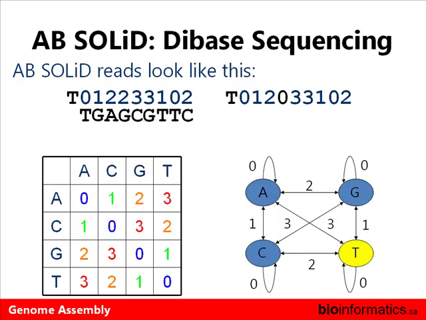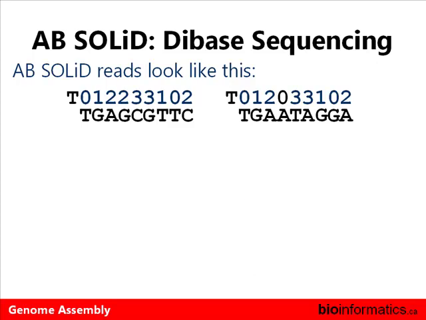What will happen? Well, we'll start at the T, go to a T, to a G, to an A, but then we'll stay at an A. So we'll get that letter wrong. So what will happen at the next one? We will go to a T, an A, a G and A, and we get this string.